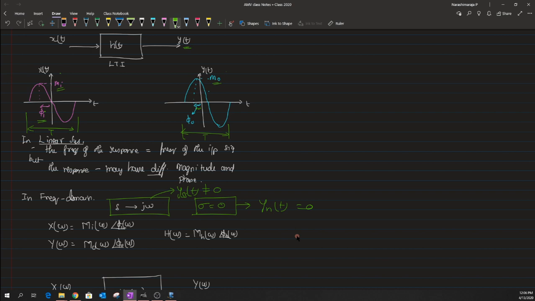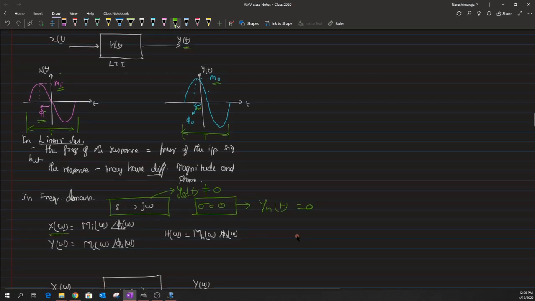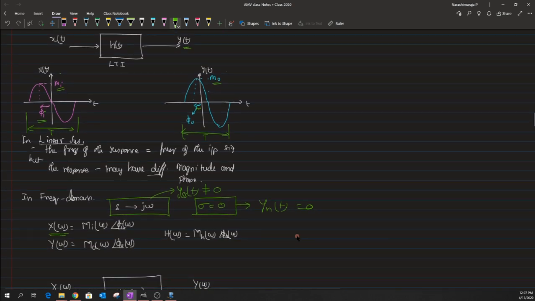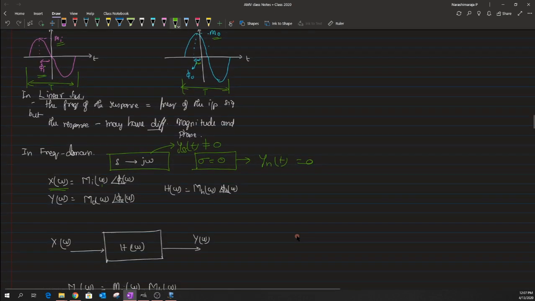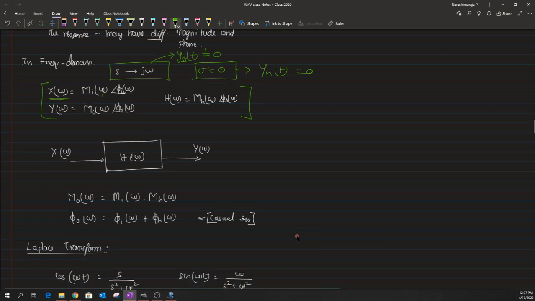The same quantity that I have defined here, x of t, can be written in terms of frequency as x of omega, just by writing Mi as Mi at a particular frequency, and similarly writing this phi term as phi i of omega. These are just the Laplace transformation of the input signal from the time domain to the frequency domain.